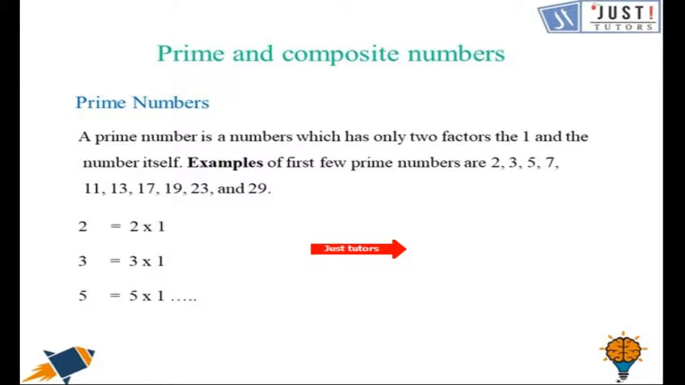If I talk about a prime number, a prime number is a number which has only two factors, 1 and the number itself. So the first few prime numbers are 2, 3, 5, 7, 11.